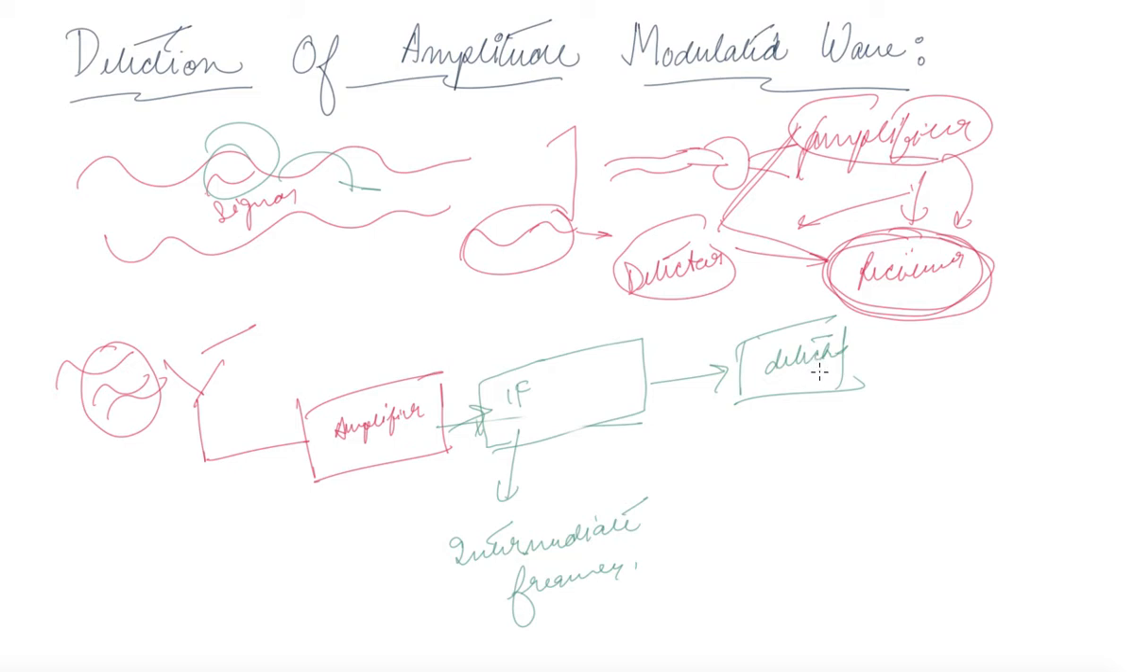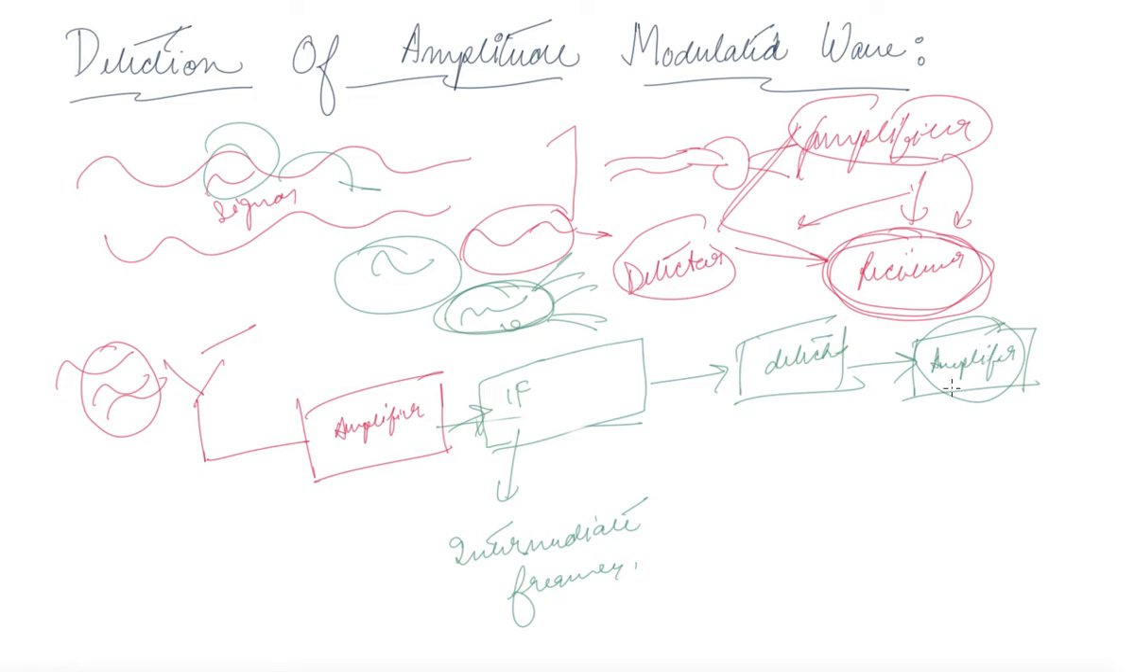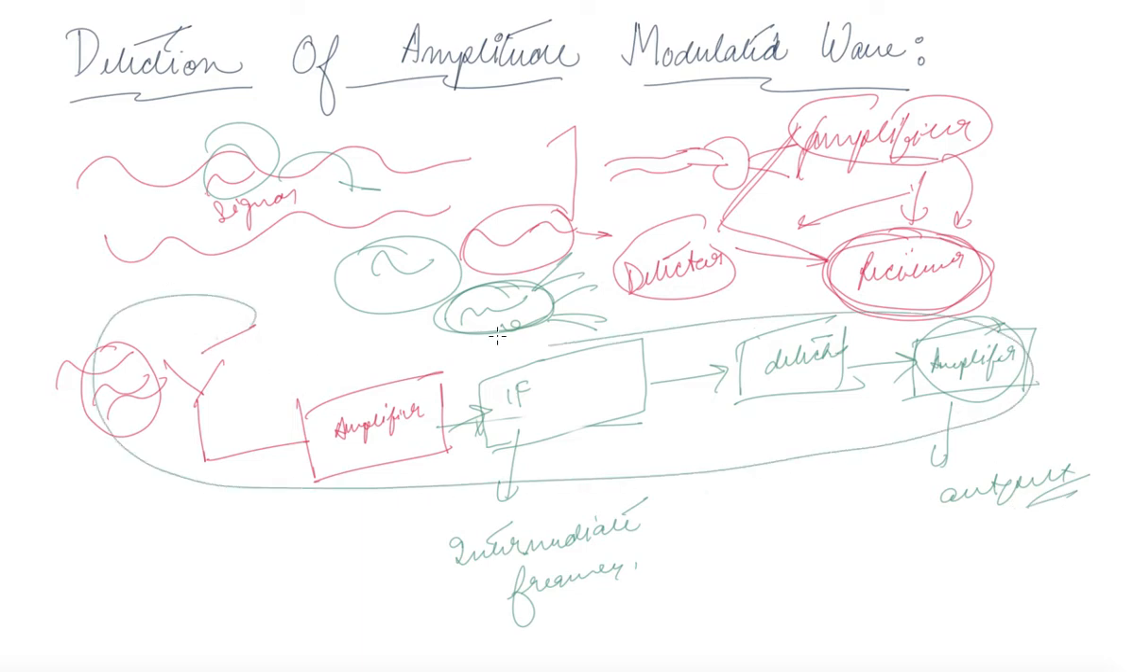So after you have detected, the signal that you have received is very small, or you can say that it is not usable. If you want to play this to your audience, this signal is very low. So what you need is a device which will amplify. Again, you need an amplifier which will amplify this signal, and this will be your output. So these are the stages for detection of the amplitude modulated wave.